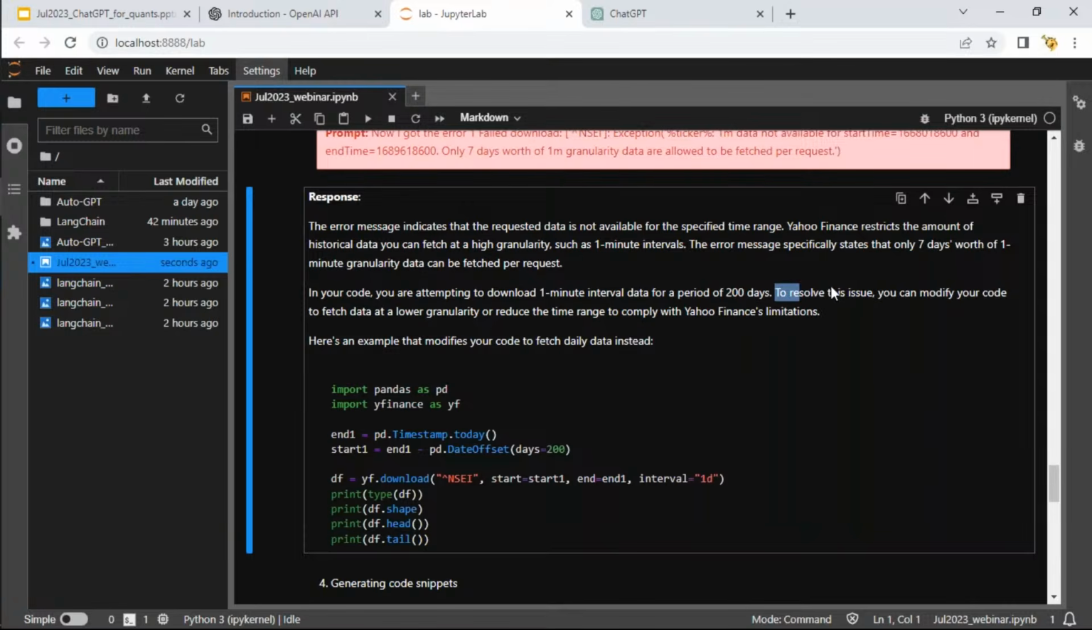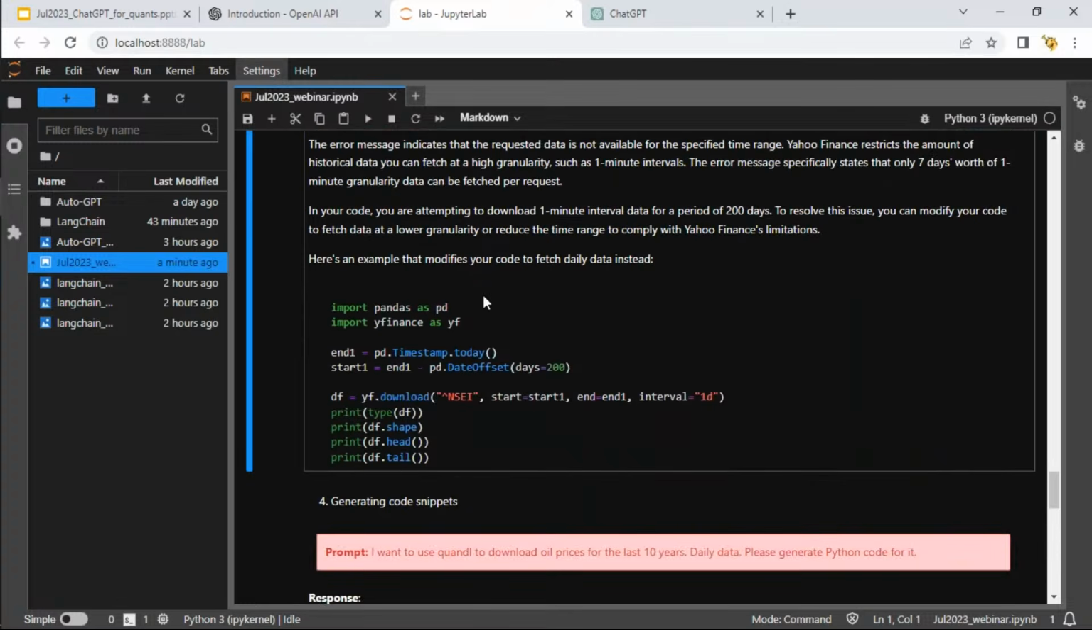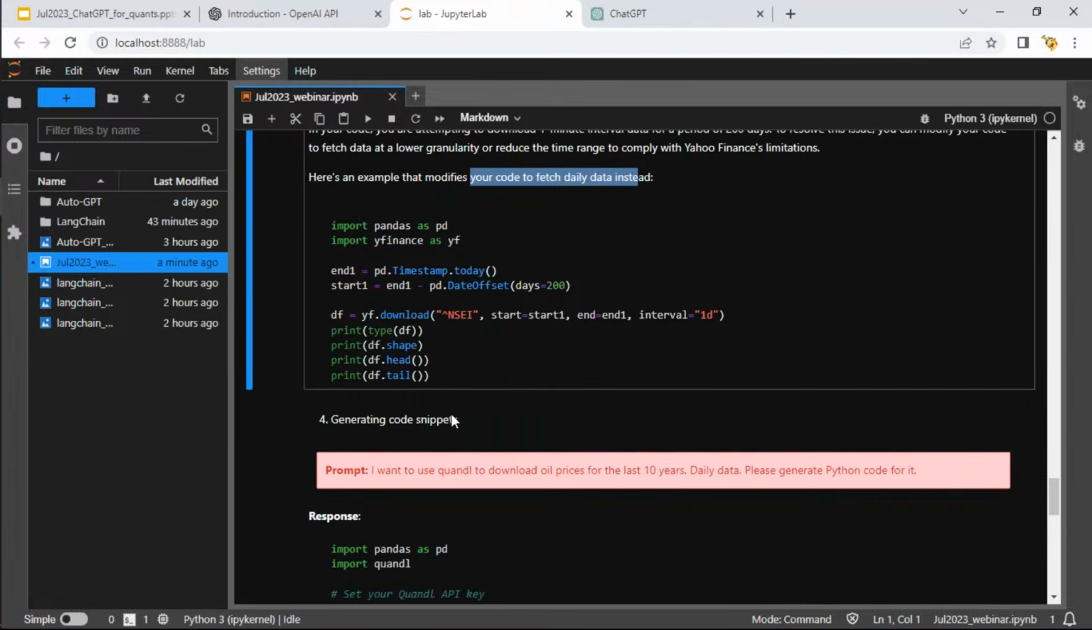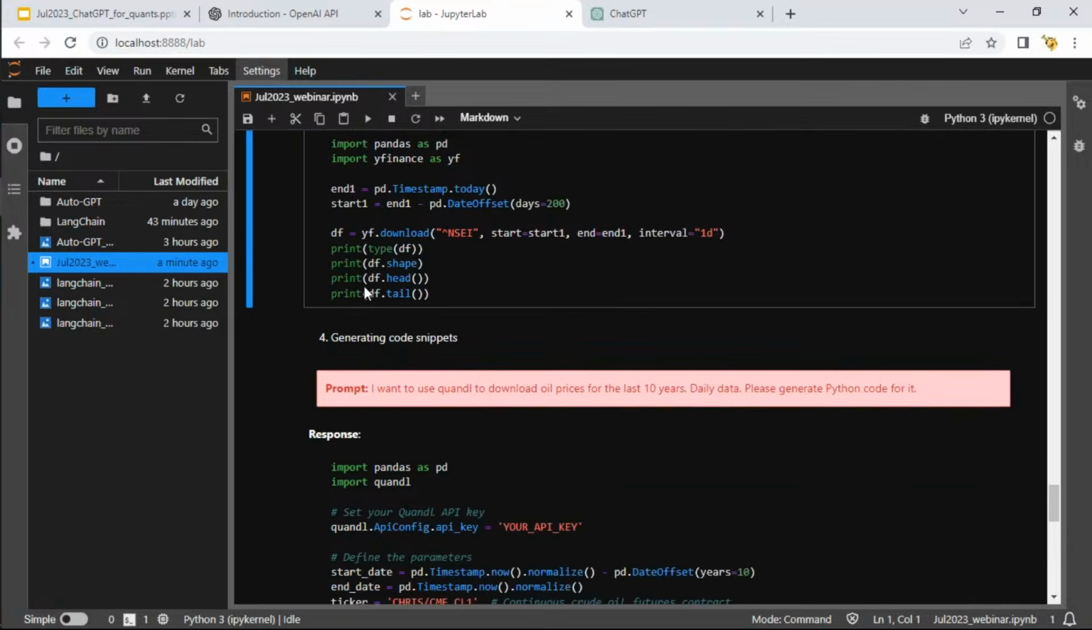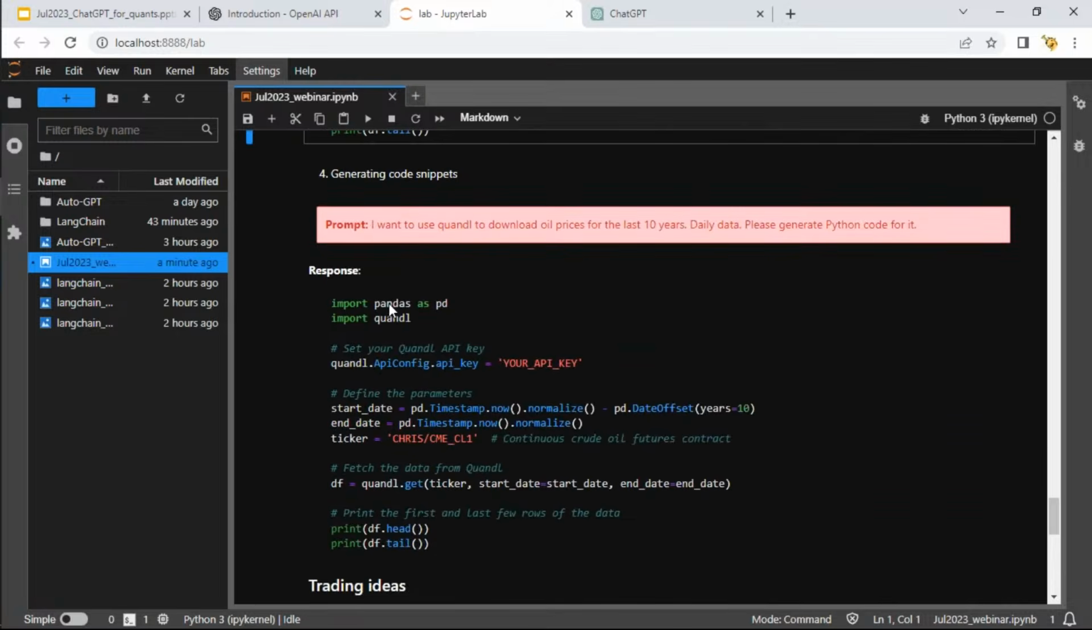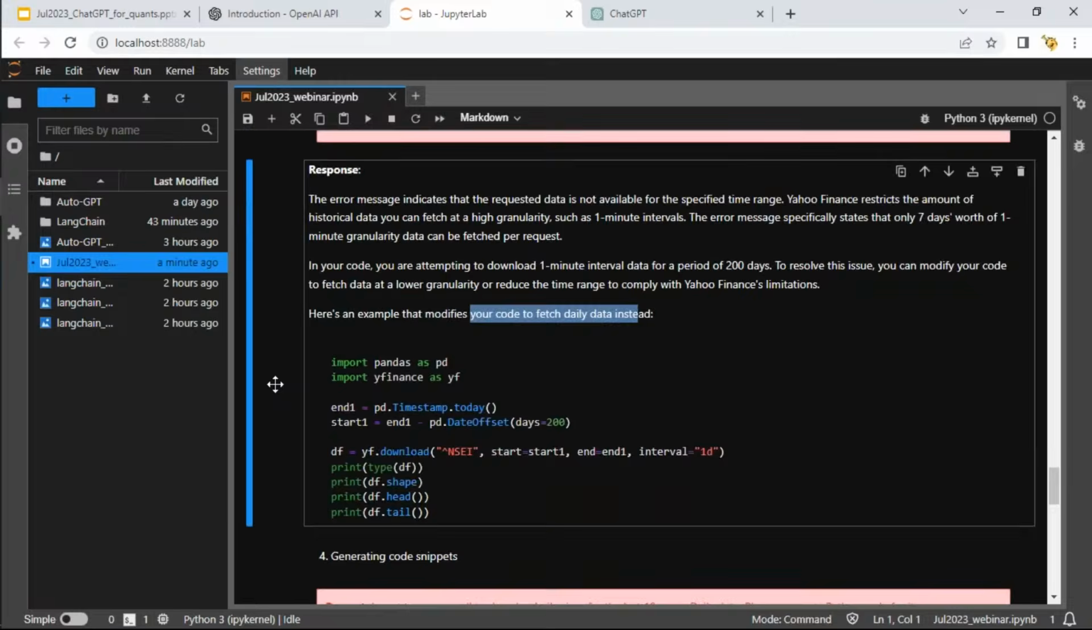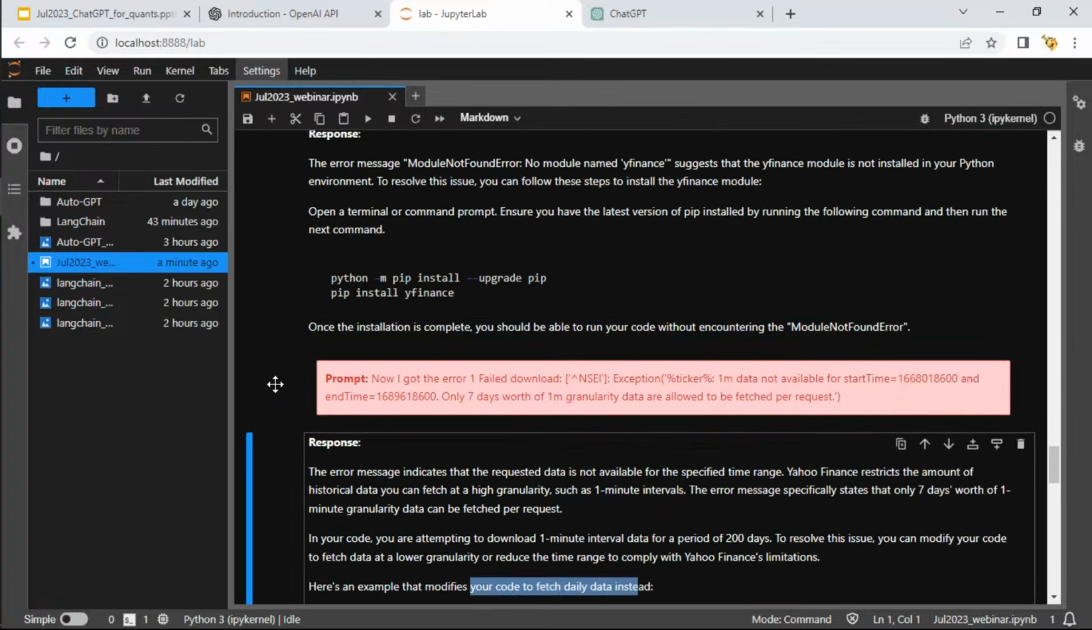And it even tells me, to resolve this issue, you can modify the code to fetch data at a lower granularity or reduce the time range to comply with their limitations. So it gives me an example for fetching daily data instead, right? Now, again, this could have gone on where I said, no, I don't want daily data. I'm still interested in 1 minute data. Are there any other sources and so on, right? So it has the ability to do these things. So this is where we have used it to debug something.